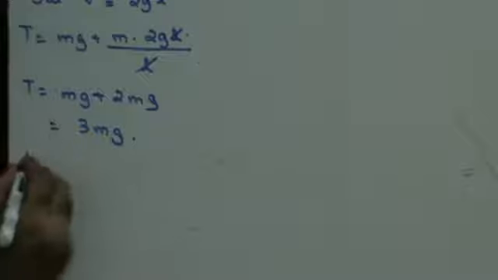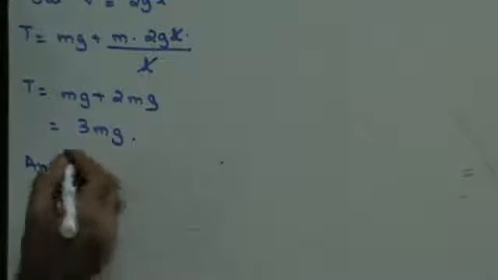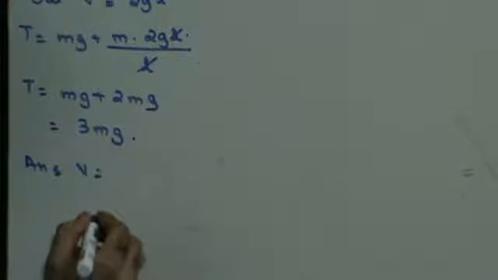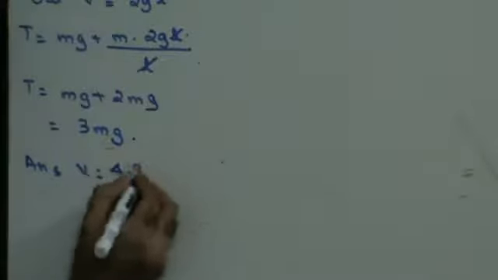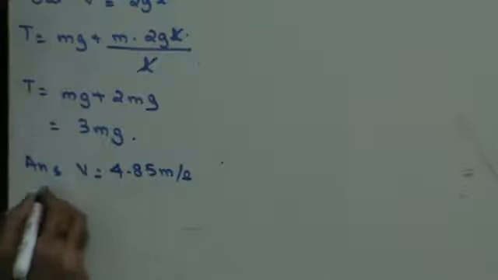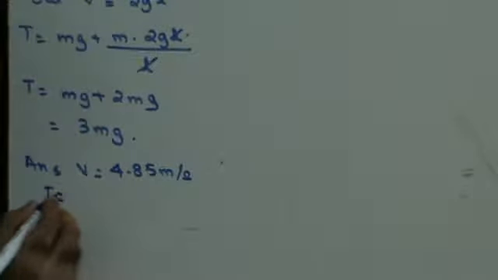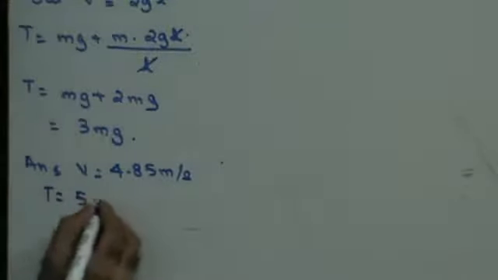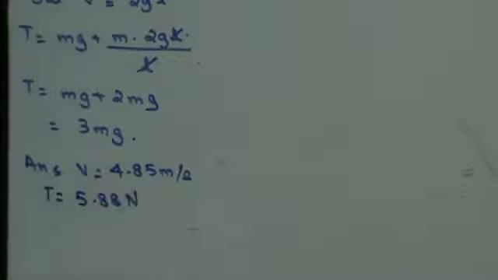You can calculate and get the answer. The answer for this should be, velocity should be 4.85 meters per second and the tension should be 5.88 newtons. Right? Take down next one please.